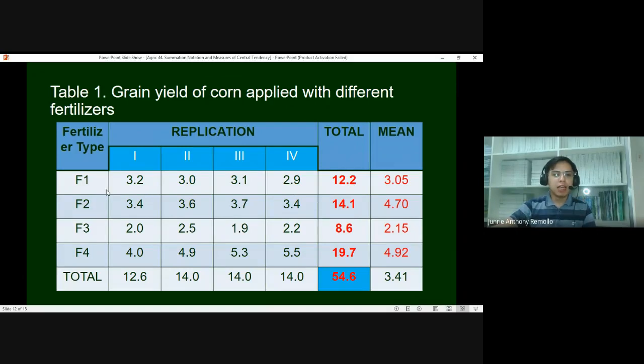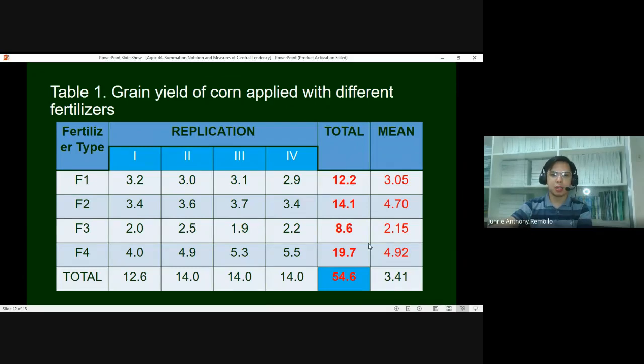So how can we incorporate the data or the formula rather? For fertilizer 1, replication 1, this is x row 1, column 1. If we add the 4 values, we could use a formula x row 1, column 1 plus x row 1, column 2 plus x row 1, column 3 and x row 1, column 4. Because F1 falls on the first row, but the replications are the different columns. So when you add all the 4 values, we could come up with a total of 12.2. Okay? And you apply the same manner for all the rows in F2, F3, and F4. And these are the results.